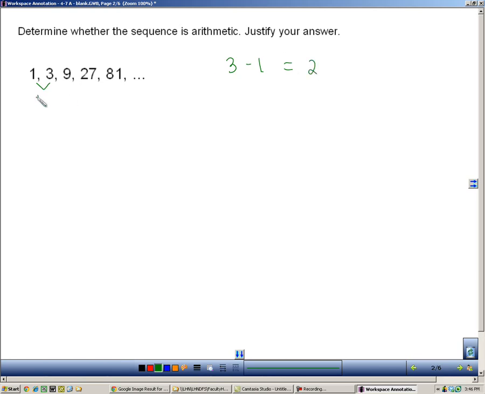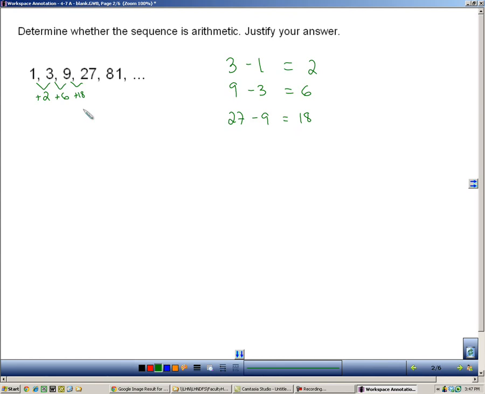So I'll say that the difference between the 1 and the 3 is a plus 2. Now we're going to check the difference from the 3 to the 9. Again, take the 9, subtract the number that comes in front of it. You're going to get a positive 6. And then let's do one more. 9 to 27, you take the 27, subtract the 9, and you're going to get 18. So this is a plus 18.